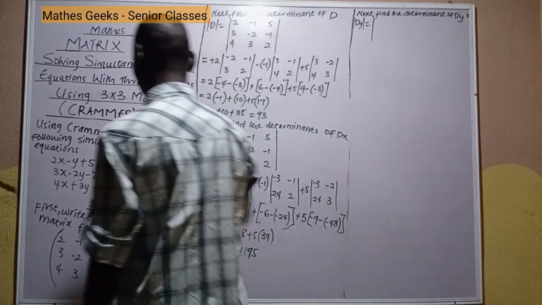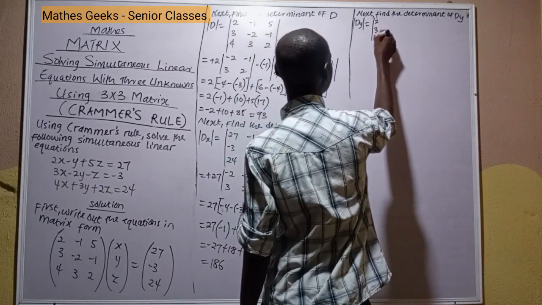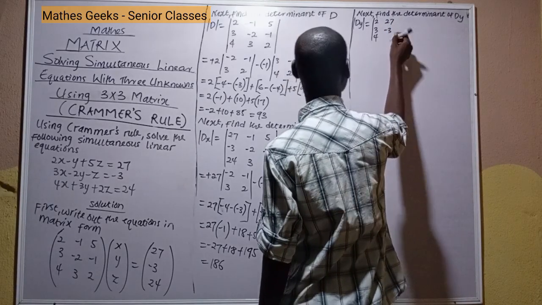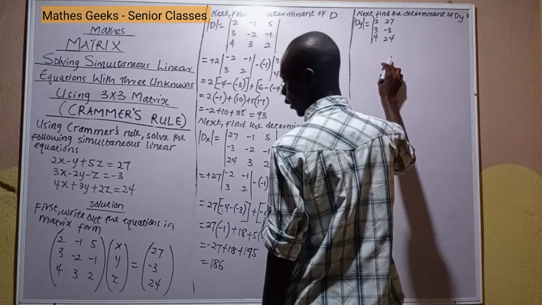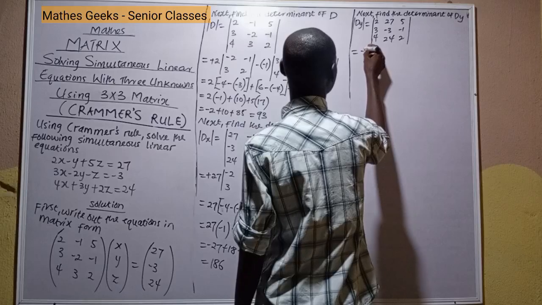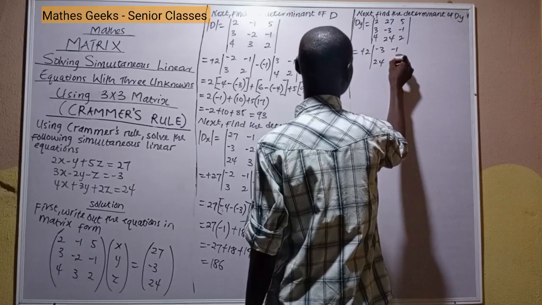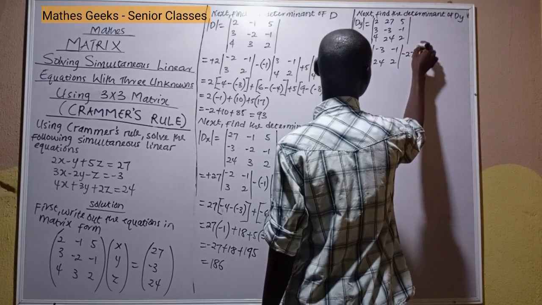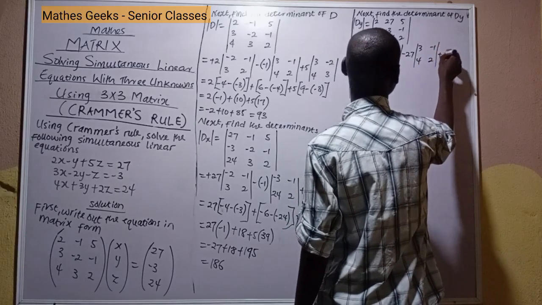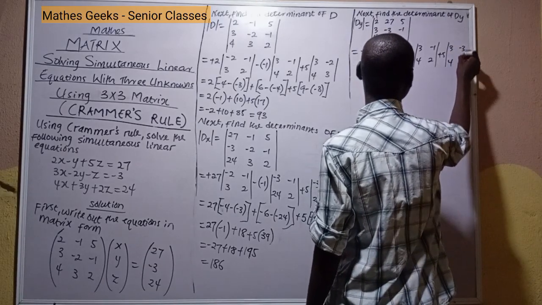Place the y column by column on the right hand side, 2 to the 4, 27 minus 3, 24, 5 minus 1, 2, minus 1, 2, plus 2, minus 3, 24, minus 1, 2, minus 27, 3, 4, minus 1, 2, plus 5, 5, 3, 4, minus 3, 24.